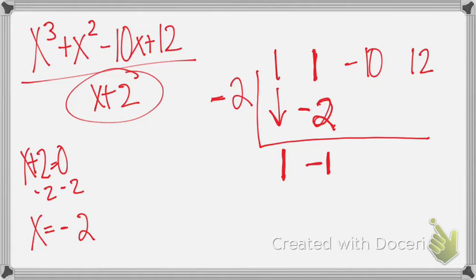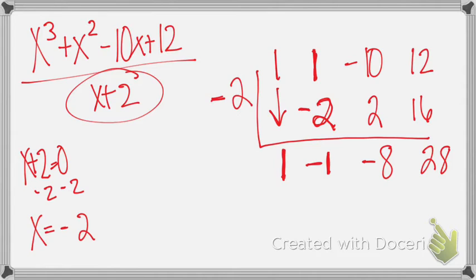We do the same thing. Negative 1 times negative 2 is a positive 2. So we combine those. Negative 10 plus 2 is negative 8. We multiply and we get a positive 16. We combine and we get 28.